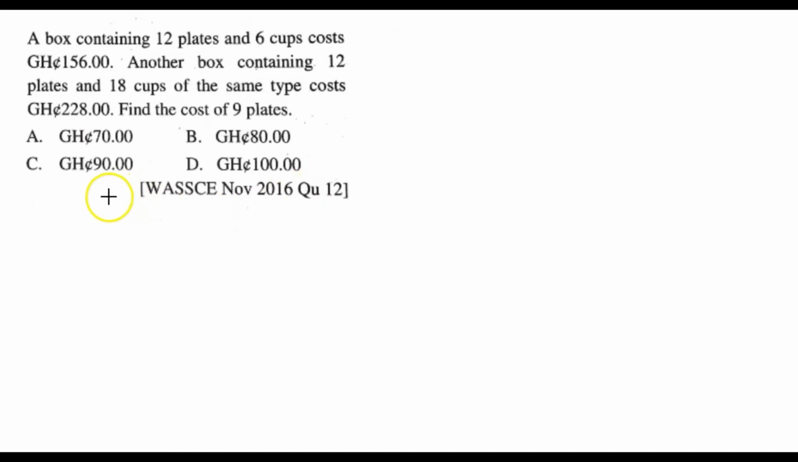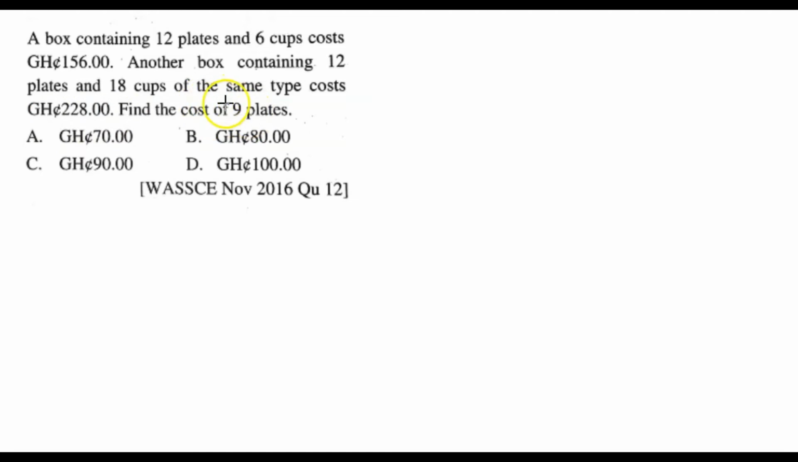This time around, we have a word problem which came in the year 2016. It was an objective question. In this problem, we are told that a box containing 12 plates and 6 cups cost 156 Ghana cedis. Another box containing 12 plates and 18 cups of the same type cost 228 Ghana cedis. Find the cost of plates.